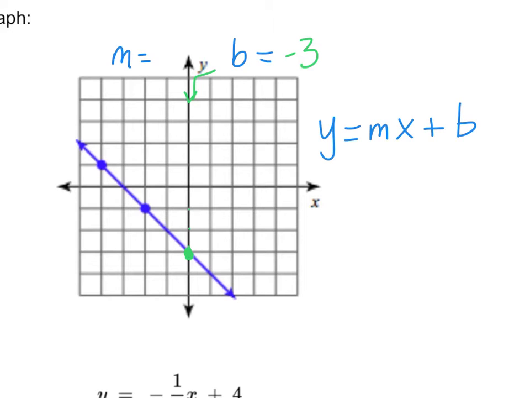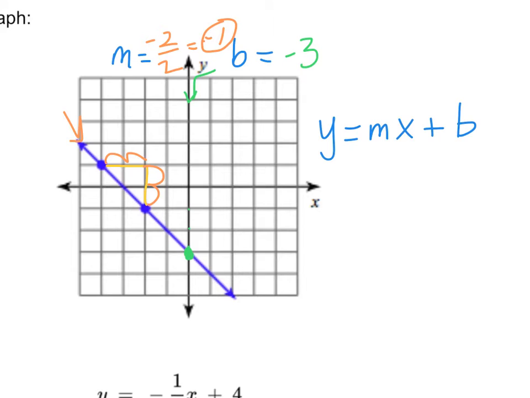To find the m, we draw a right triangle and we rise and run. This one rises 2 and runs backwards 2, indicating that this is a negative line. See, this line is decreasing, so we need to have a negative for our slope. We could simplify. -2 divided by 2 is -1 for our slope.